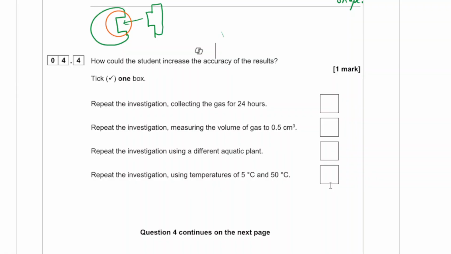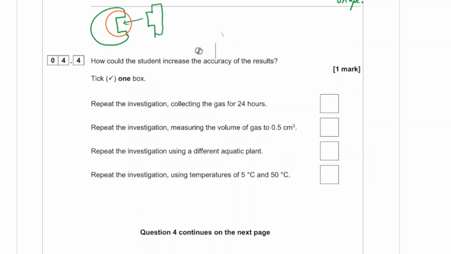How could the student increase the accuracy of the results? Repeat the investigation collecting the gas for 24 hours wouldn't help. Repeat the investigation measuring the volume of gas at 0.5 centimeter cube. I don't think that will help. Repeat the investigation using a different aquatic plant. The best would be to repeat the investigation using temperatures of 5 and 50 degrees. Now, 5 and 50 degrees.